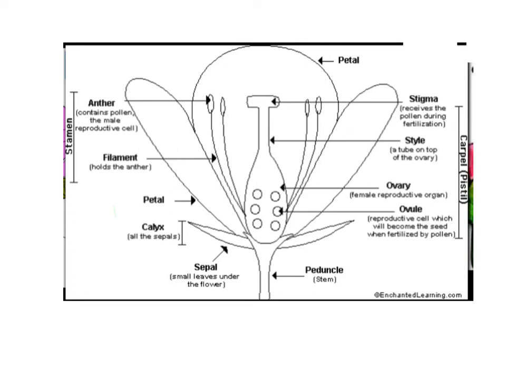Okay, so in the whole flower, we've got the basic features of the petals, the sepals, and the stem, and they hold within them the male reproductive organs, the stamen, made up of the filament and the anther, and then the female reproductive organ, the whole thing is the carpel, and that's made up of the ovary containing the ovules, the style, and the stigma.